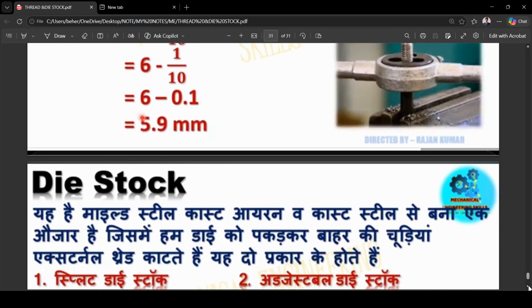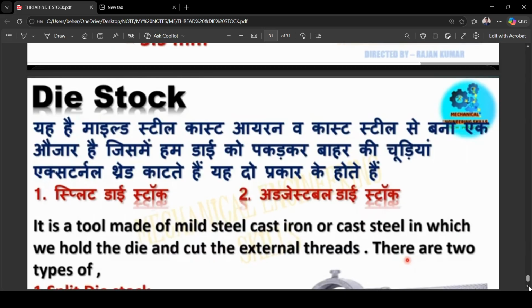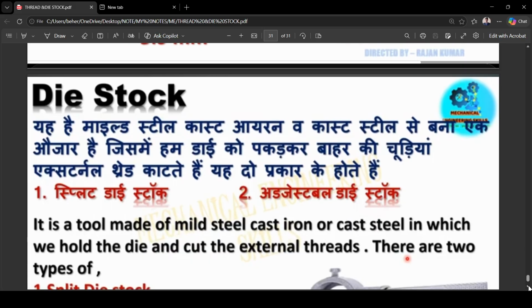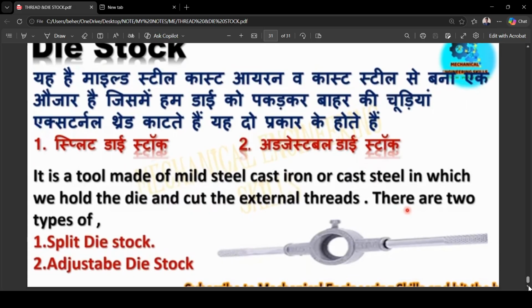Then die stock. What is a die stock? It is a tool made of mild steel, cast iron or cast steel, in which we hold the die and cut the external thread. There are two types: split die stock and adjustable die stock.